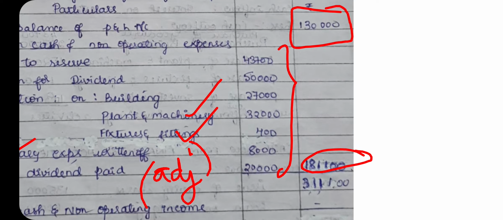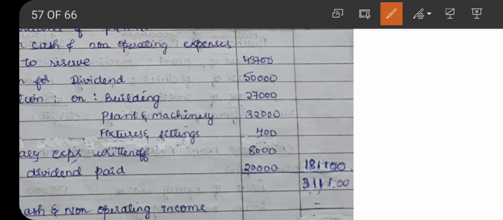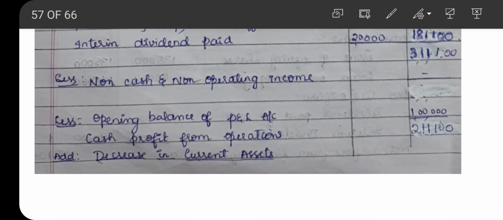1,81,100. So closing balance of profit and loss account, add non-operating expenses. So when you add both of the amounts, you will be getting 3,11,100. Less non-cash and non-operating income. So in this problem, we don't have any of the non-cash and non-operating income.